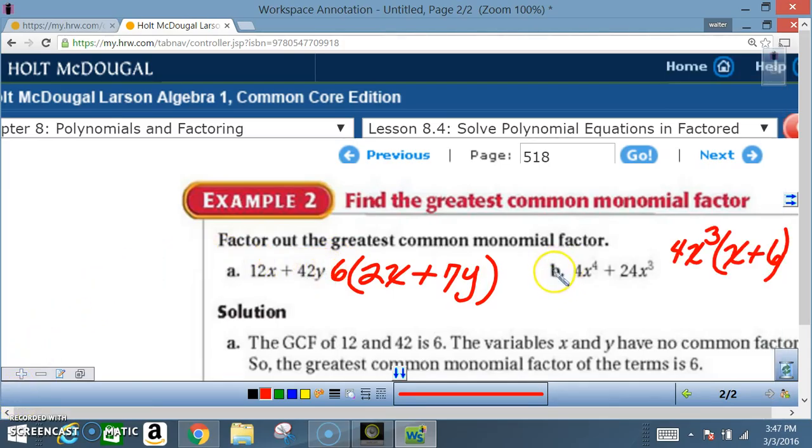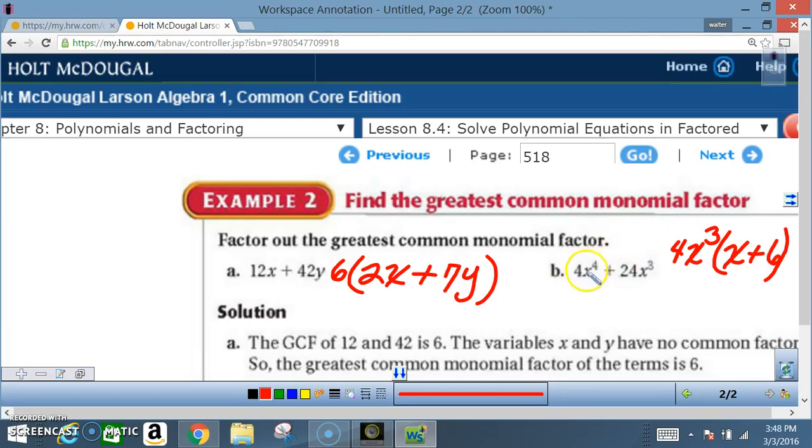Okay, now let's look at B. They give us 4x to the 4th plus 24x to the 3rd. We do the same thing. We look at the 4 and the 24. What is the greatest number that can go into 4 and 24? That number is going to be 4. Then we look at the x to the 4th and the x to the 3rd. What is the greatest x that can go into both of these?